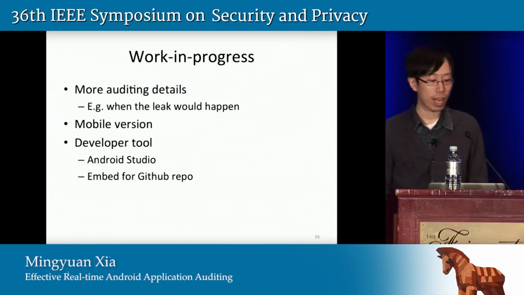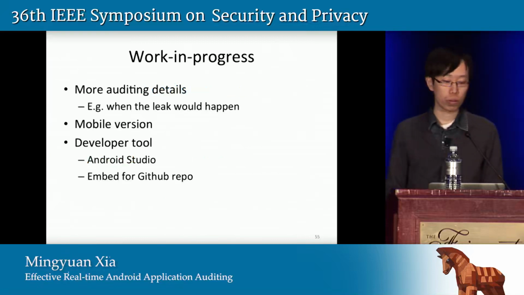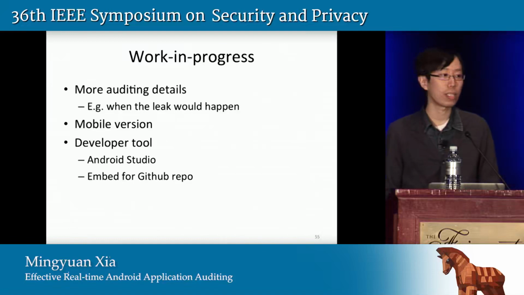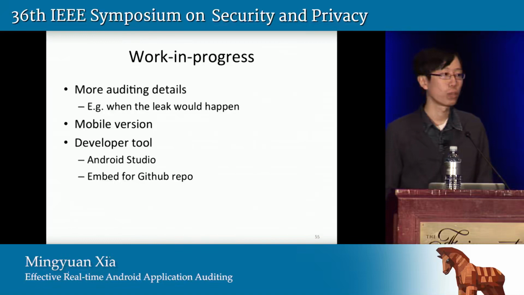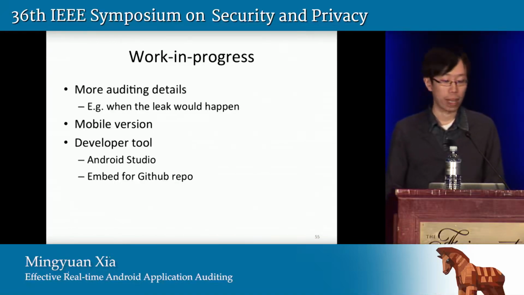In our work in progress, we want to improve this tool towards more auditing details. For example, we want to inform the user when a leak will happen, for example, when you click on a button, then something will leak. We will provide that information in a future version. Also, we are working on the mobile and developer tool side to make AppAudit more useful for more users. I do have a simple Android port for the AppAudit tool. It's running on my Nexus 5, but it's still too ugly to show you guys, so I'll skip that. If you're interested, you can come to me after the talk.